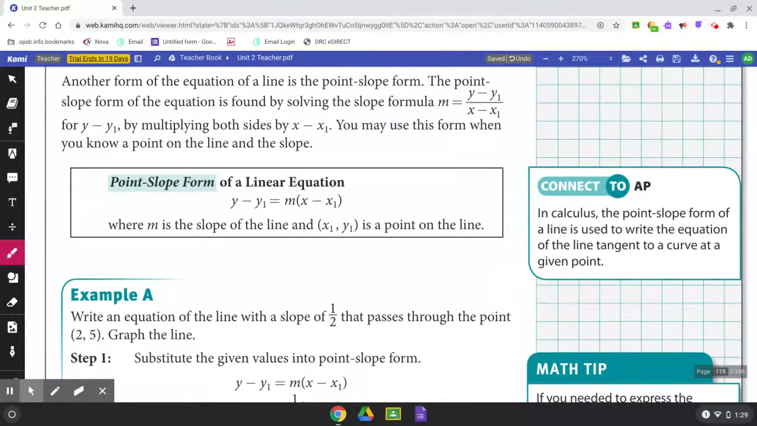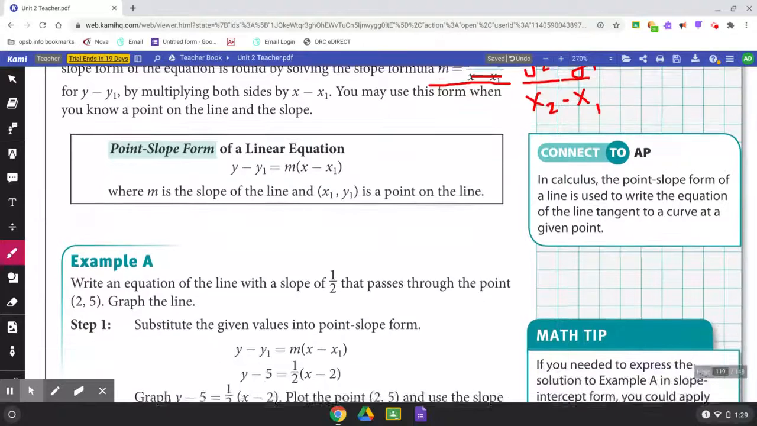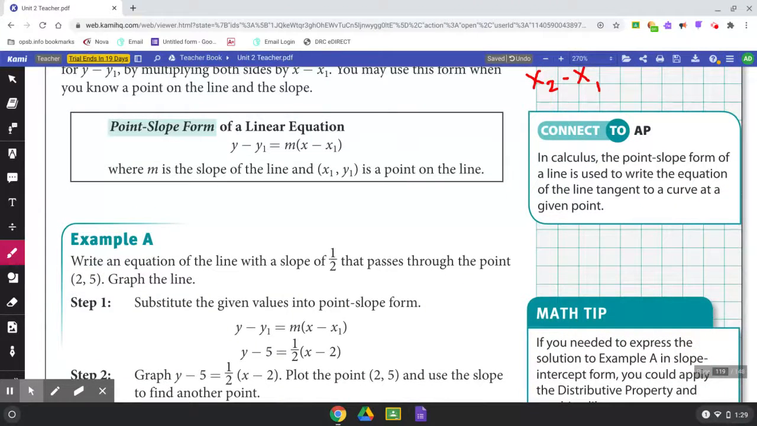The point slope form of an equation is found by solving the slope formula, m equals y minus y1 over x minus x1. I taught this as y2 minus y1 all over x2 minus x1. So if you want to scratch this out and rewrite it, you can. By multiplying both sides by x minus x1, you may use this form when you know a point on the line and the slope. So point slope form is exactly what it sounds like. You need a point on the line and you need the slope in order to write in point slope form.